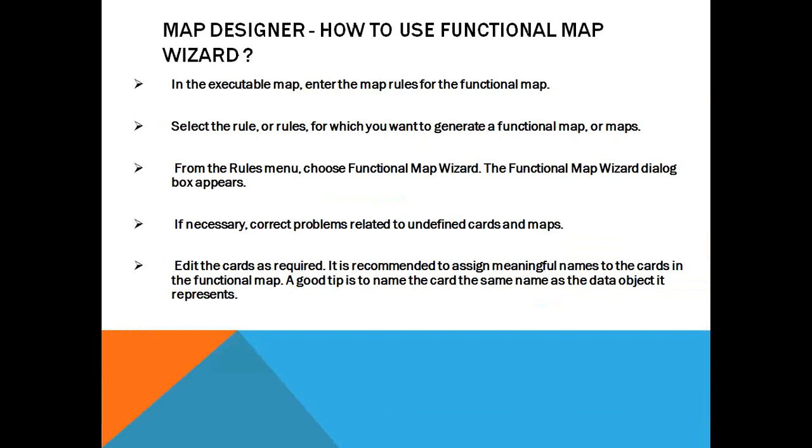Okay. So in the functional map, you need not create the functional map manually. Manual means no need to select the type. Once you create the rule for the function map, right click and use the functional map wizard, you can easily create the functional map. But it is not always possible.